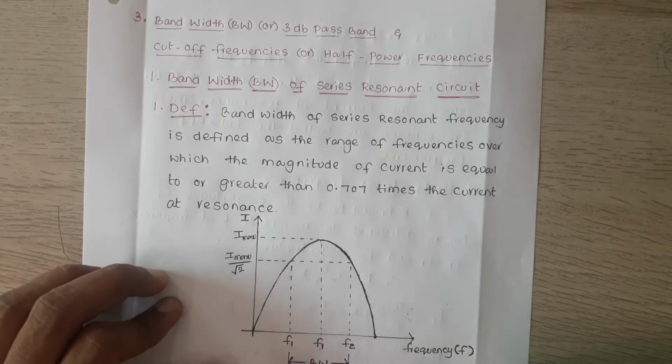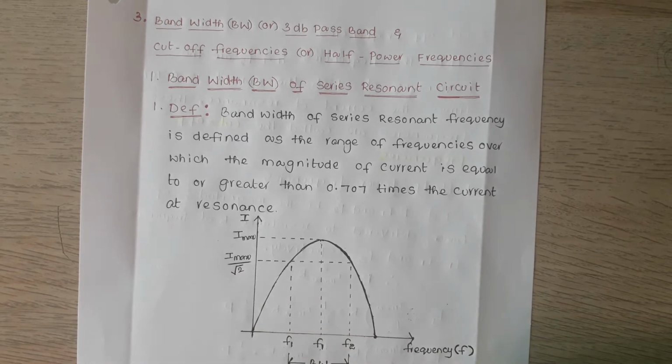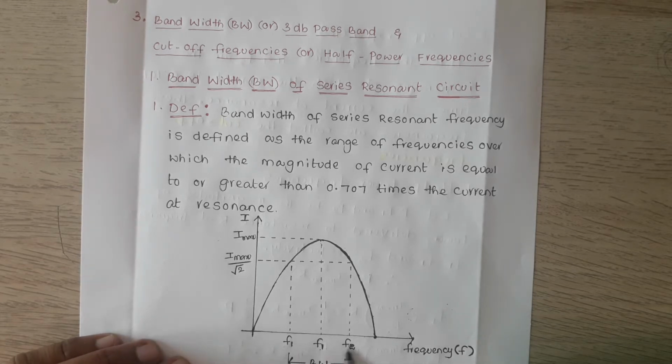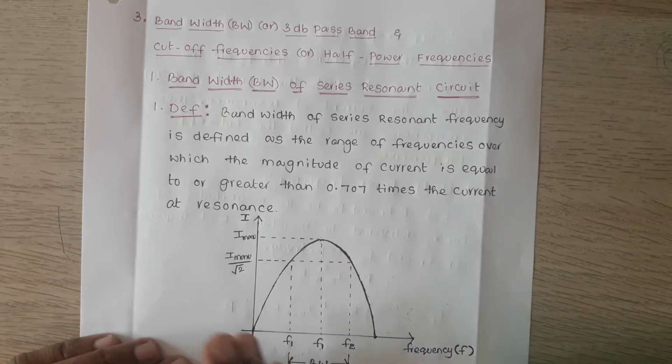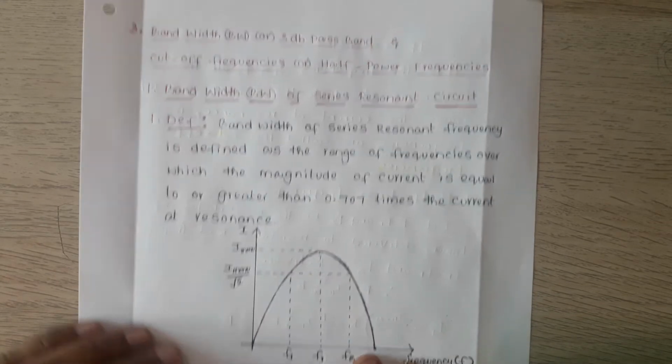So the current in between F1 and F2 is more than or equal to 0.707 times I max. The current between 0 and F1 is less than 0.707 times I max, and the current for frequencies between F2 and infinity is also less than 0.707 times I max. So the current in between F1 and F2 is more than or equal to about 71 percent of the maximum current. That range of frequencies is said to be the bandwidth.